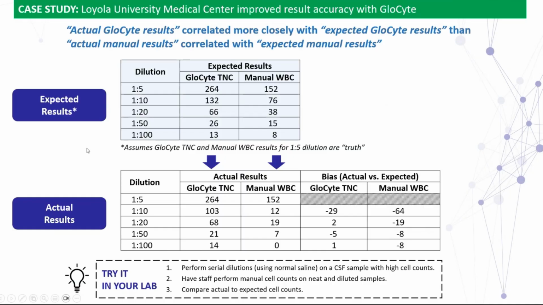Now, lastly, I just told you guys about the blind study. We actually did a study last year with Loyola University Medical Center, where we did a correlation study between the GloCyte and the manual cell counts as well. When it came to the dilution factors, the GloCyte by far showed way less bias, and it showed way closer to the expected amount of TNCs compared to the manual methods that Loyola used before implementing the actual GloCyte.